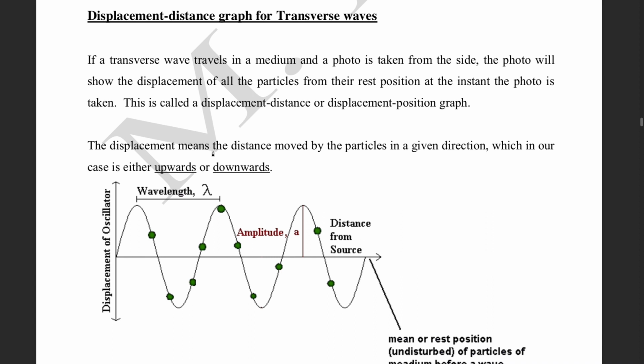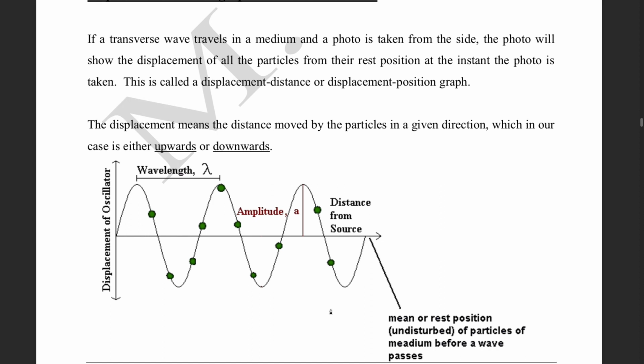The displacement means the distance moved by the particles in a given direction, which in our case is either upward or downwards. If we look at this diagram, this is showing us a wave passing through a number of particles. We can see the particles over here in green, and although their rest position is the line in the middle, as we can see from the note over here, since the wave is passing through them, they have moved either up or down depending on where the wave is.